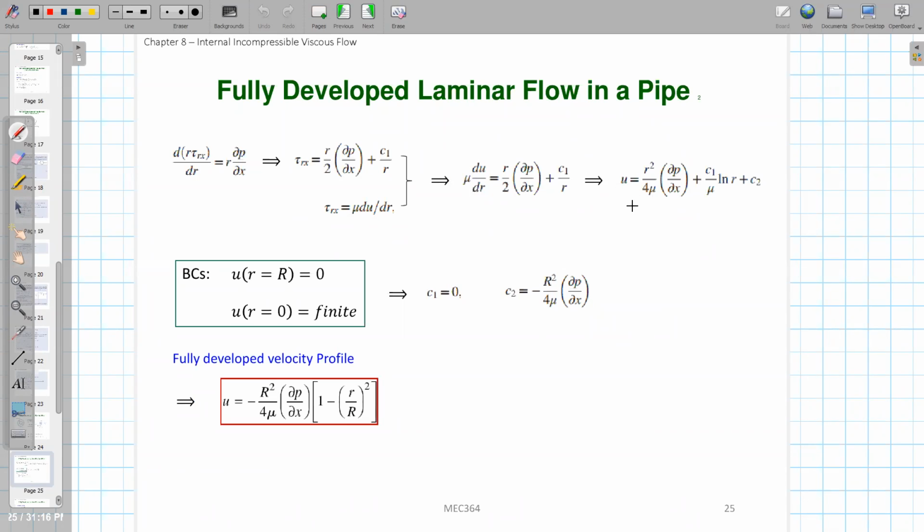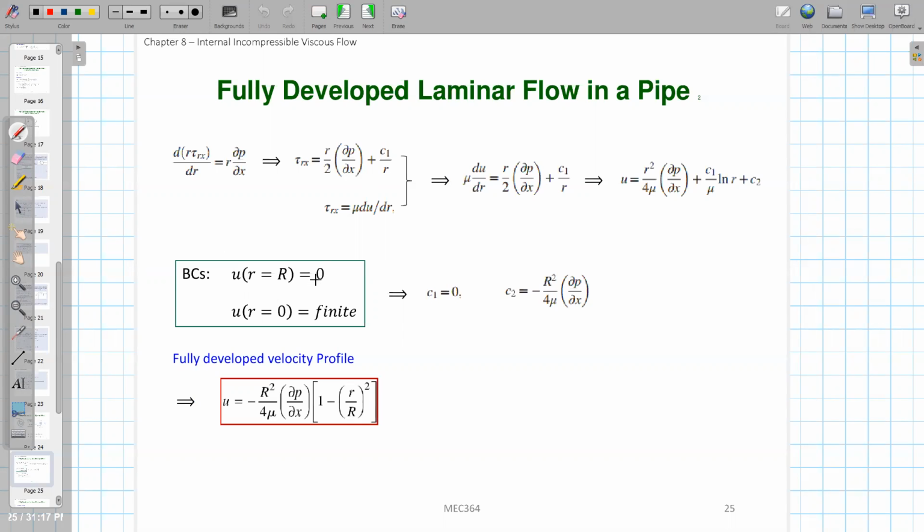For this one, because we integrate in the radial direction twice, we generate two unknown constants, C1 and C2. To determine C1 and C2, we need boundary conditions. One boundary condition is very obvious: at r equal to capital R, the radius of this circular pipe, it's the wall. That means u will be equal to 0 there, from the no slip condition.